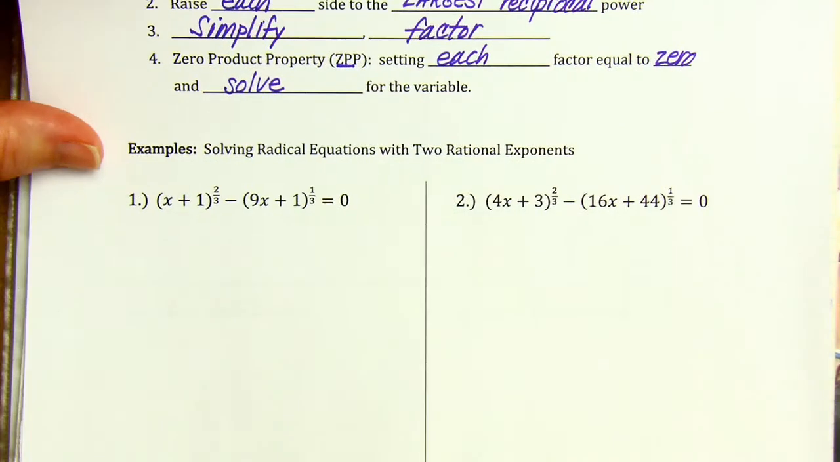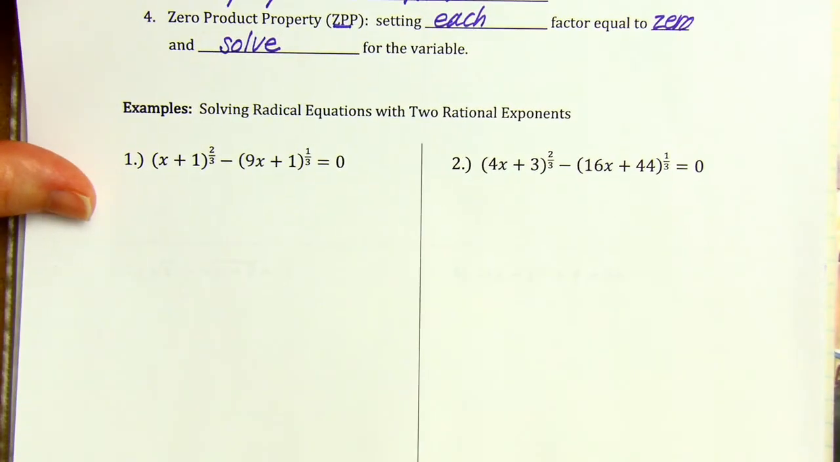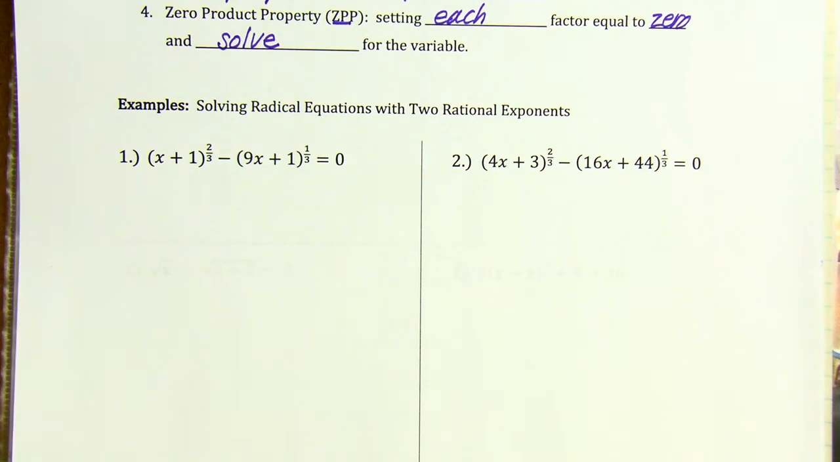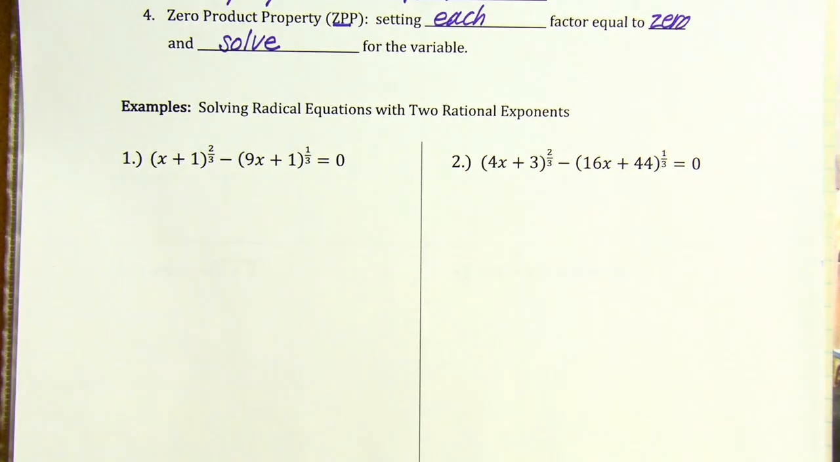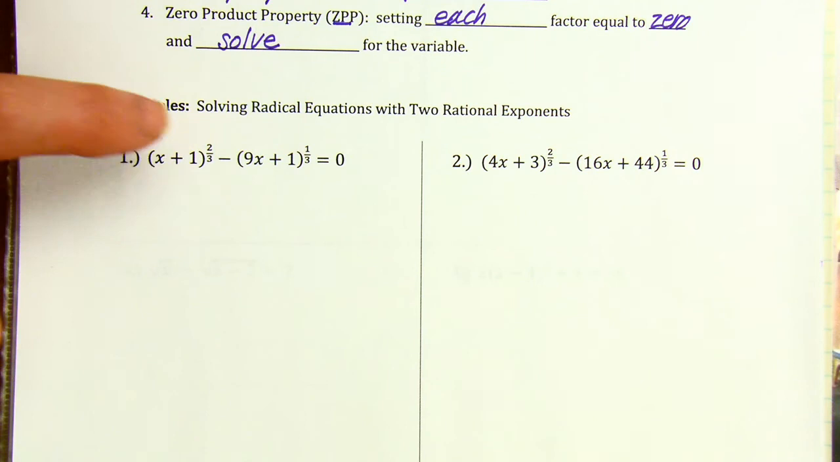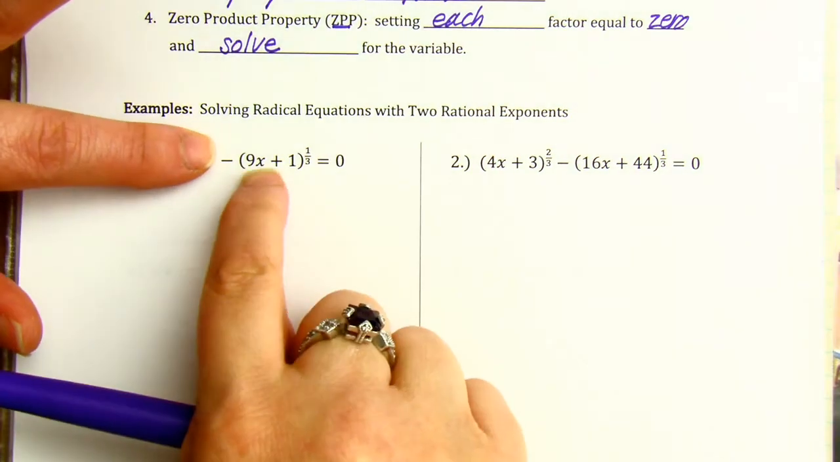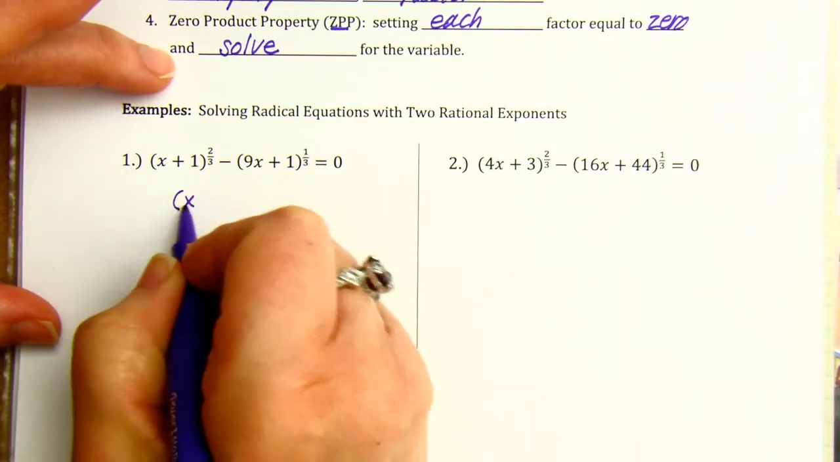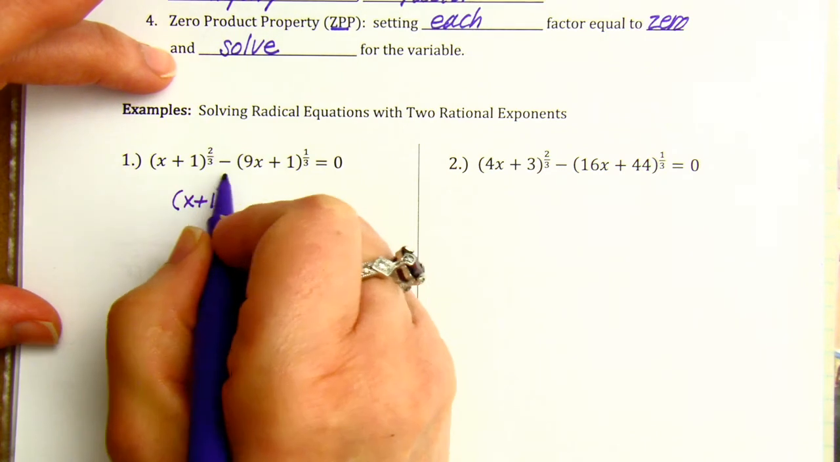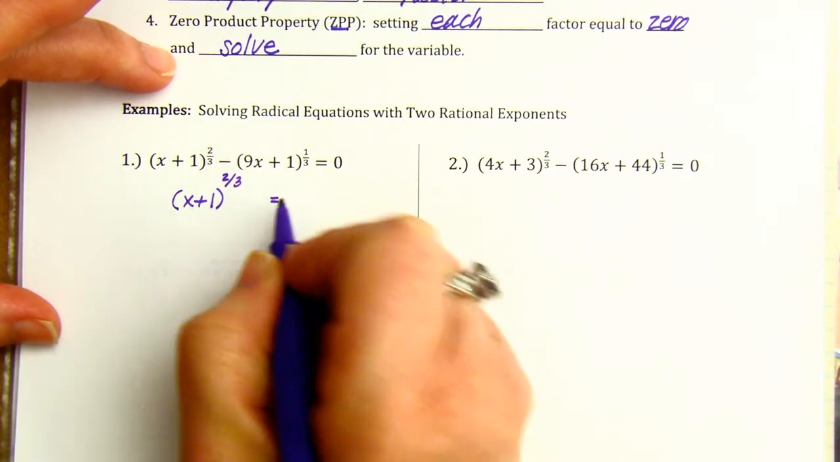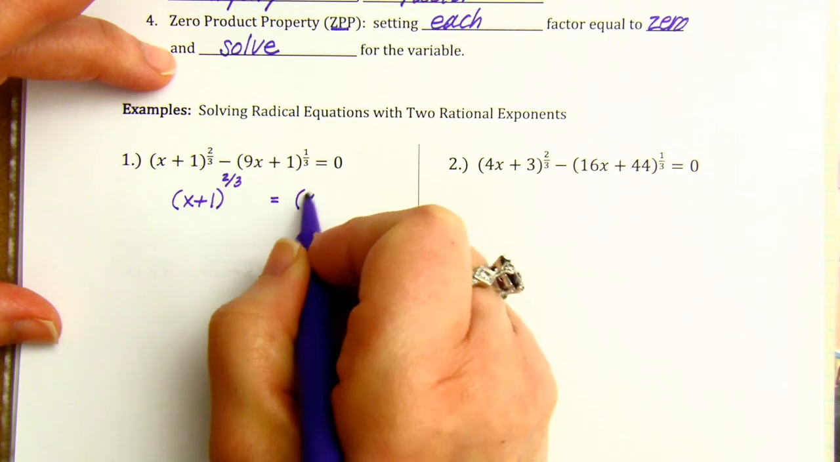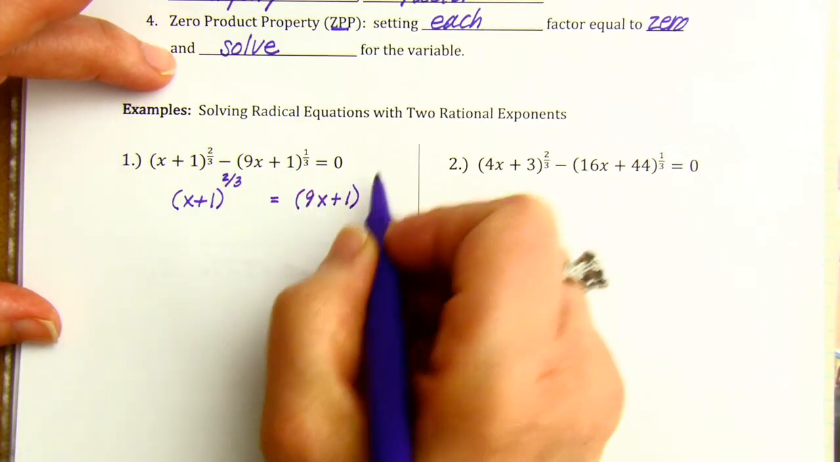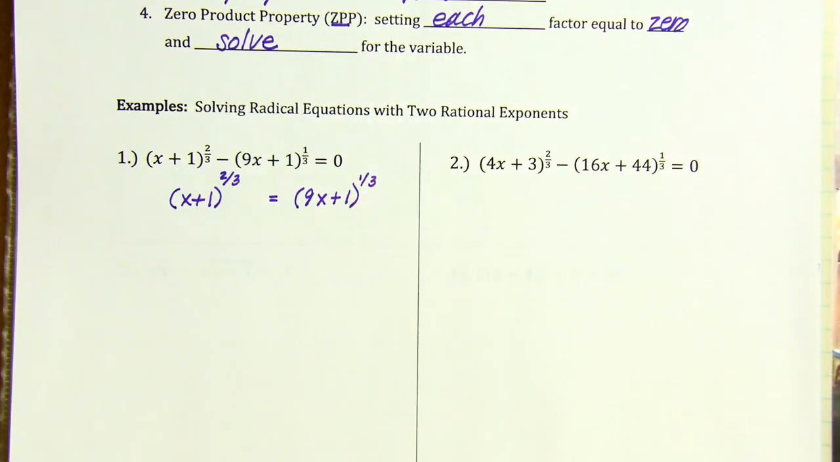All right. Examples, solving radical equations with two rational exponents, two of them. Well, I look at example 1, and I want to isolate this first one. So I'm going to take this second one to the other side. It's negative over here. When I move it to the right, it'll be positive. So I've got quantity x plus 1 to the 2/3 power equals quantity 9x plus 1 to the 1/3 power. You need to keep these in parentheses.